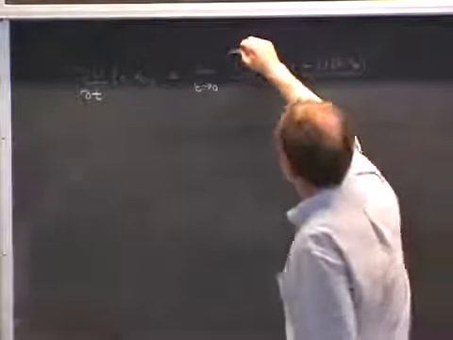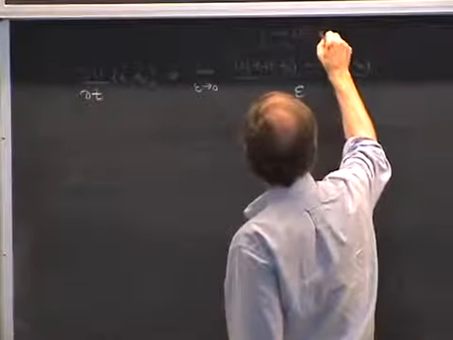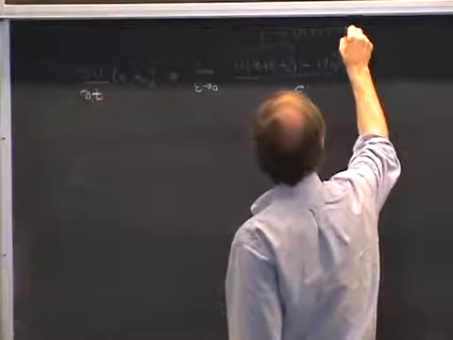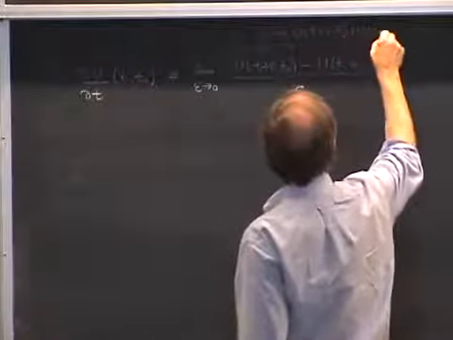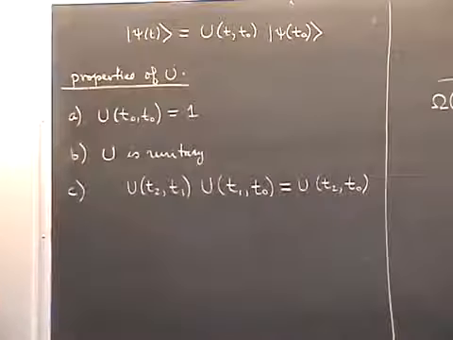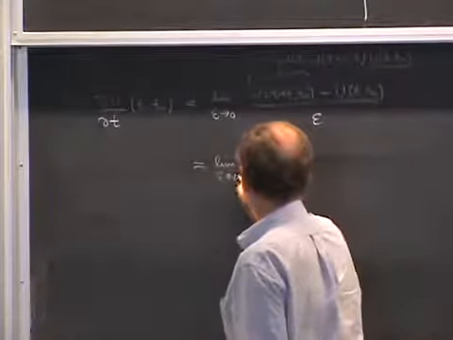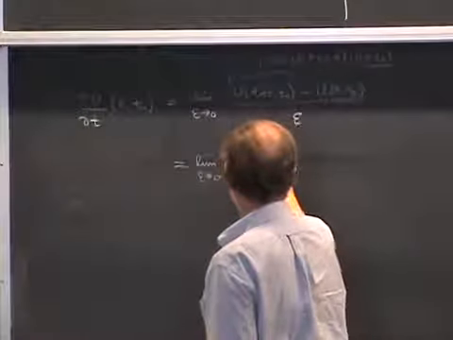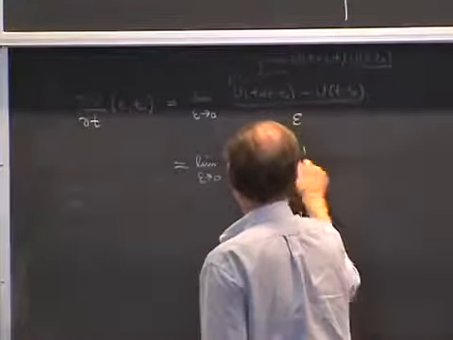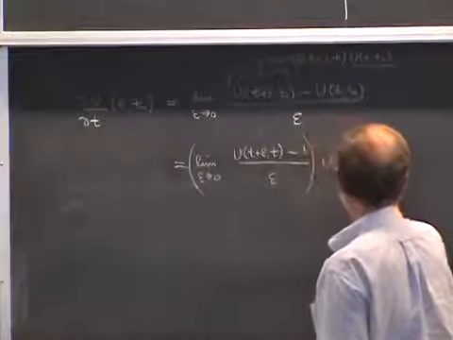However, the first U that appears in the numerator here, by the composition law, can be written as U of t plus epsilon comma t multiplied by U of t comma t0. That's this composition law number C up there. And so you now see there's a common factor of U of t comma t0 on the right-hand side in the numerator. And so this can now be written as the limit as epsilon goes to 0 of U of t plus epsilon comma t minus the identity over epsilon, that whole thing, multiplied times U of t comma t0.